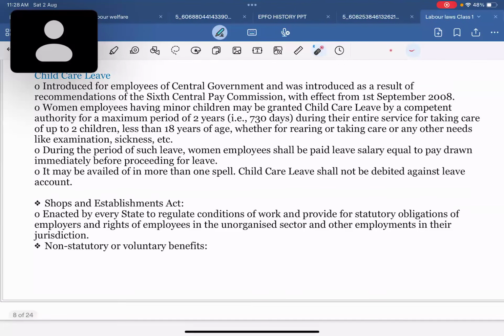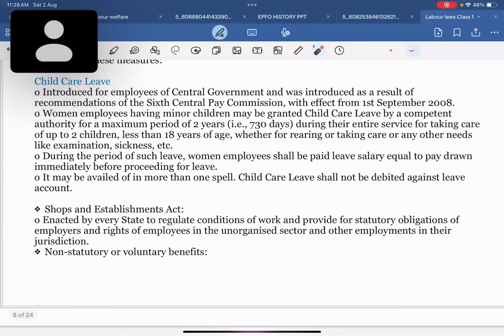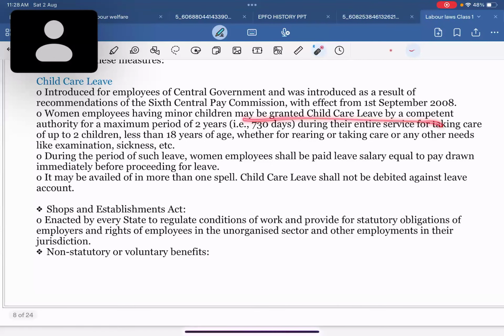Okay, so child care leave. Women employees having minor children may be granted child care leave by a competent authority for a maximum period of 2 years. It means 730 days. These are the things from where questions are raised. During their entire service, for taking care of up to 2 children less than 18 years of age, whether for rearing or taking care or any other needs like examination, sickness, etc.